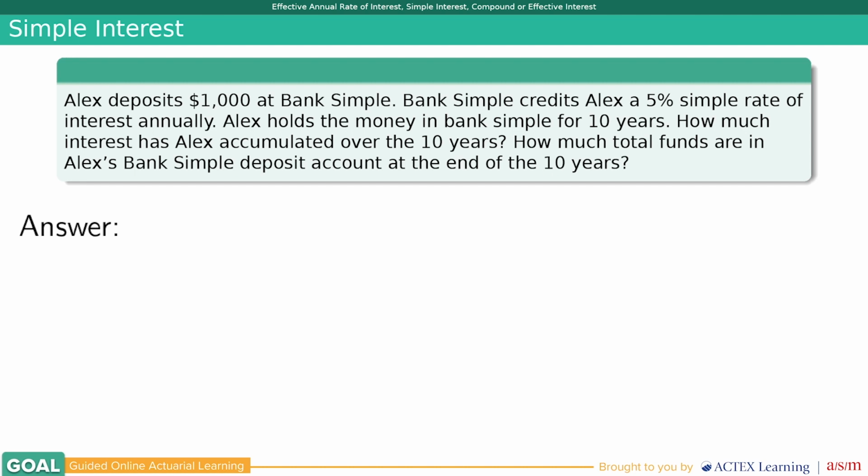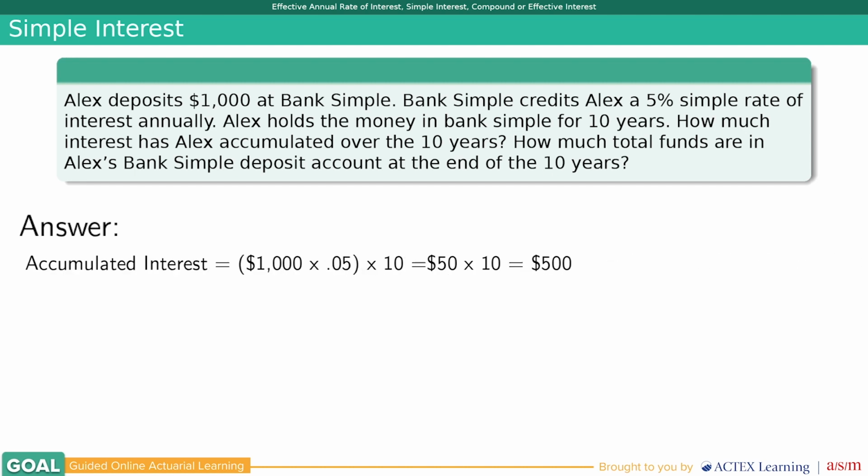So first, let's look at the accumulated interest. As we discussed, accumulated interest is the principal times the interest rate. And we add all of that together for the number of periods we're accumulating, which is 10. So that we have $50 of interest every period, and we accumulate it 10 times, so that we have a total interest of $500 that's accumulated over the 10 years.